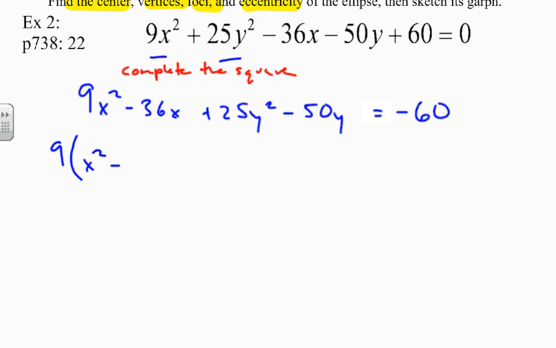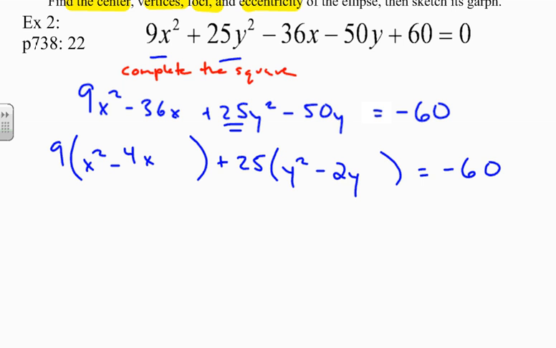We got x squared minus 4x, and we have this as our first part. Then notice 25, so we're going to factor out a 25. Just so happens that 25 factors out perfectly, and what we get is y squared minus 2y, and we still have negative 60 over here. Now from here, we're going to figure out our c values.